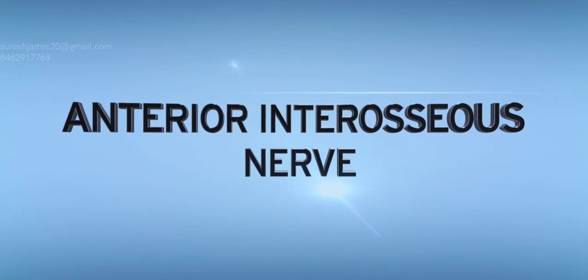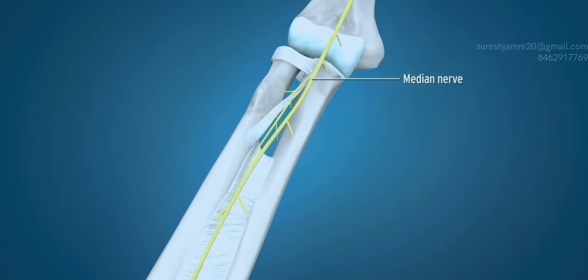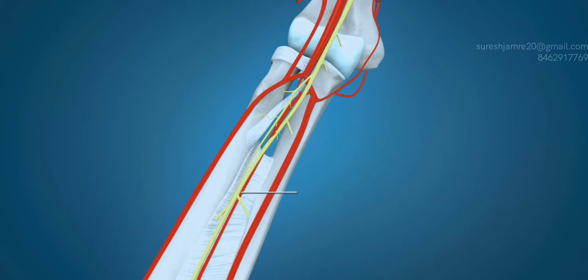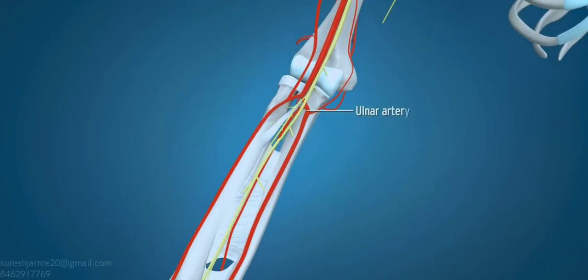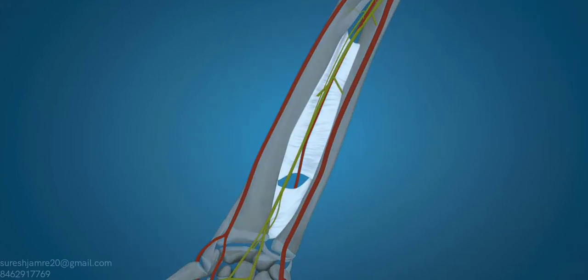Anterior interosseous nerve. It arises from the median nerve when median nerve is leaving the cubital fossa. It is accompanied by the anterior interosseous artery, a branch of ulnar artery. It descends downwards on the anterior surface of the interosseous membrane.